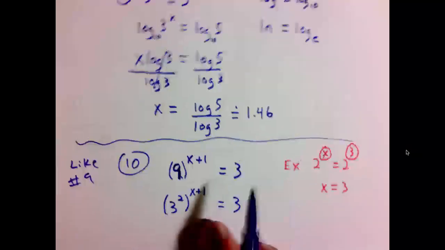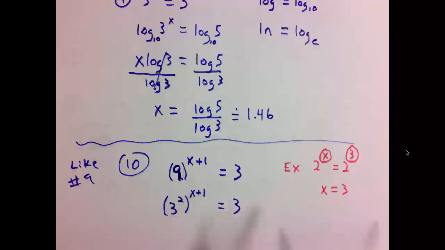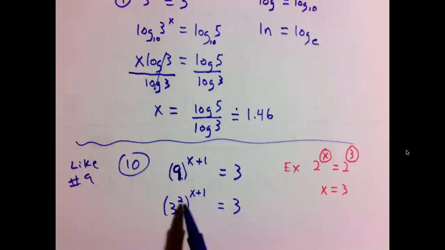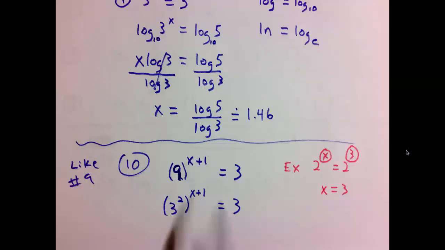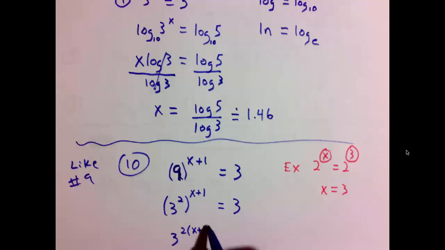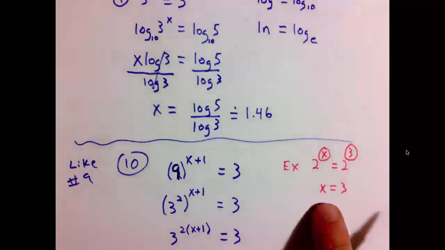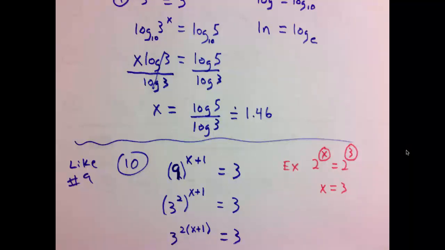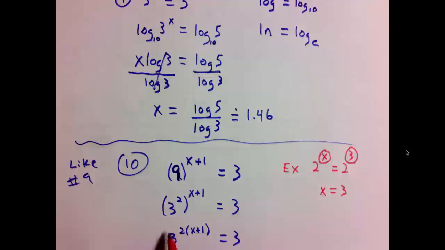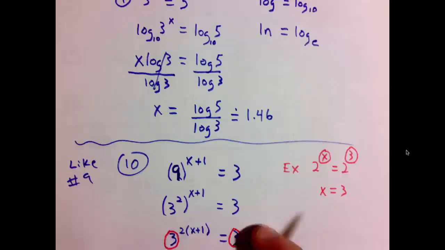Now our properties of exponents say a power to a power, we can just multiply these together. So I can multiply this 2 times this x plus 1. So this becomes 3 to the power of 2 times x plus 1, that's our power rule of exponents, is equal to 3. Now it's exactly like this one. Here the base is the same, so I set the exponents equal to each other. Here, since 3 is the same as 3, then these two exponents must be the same.